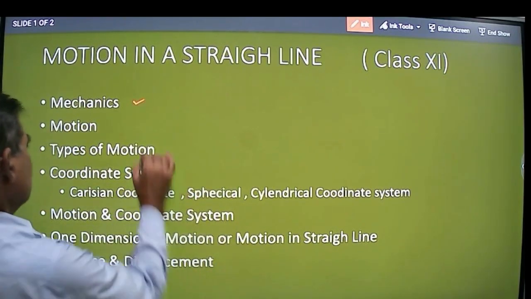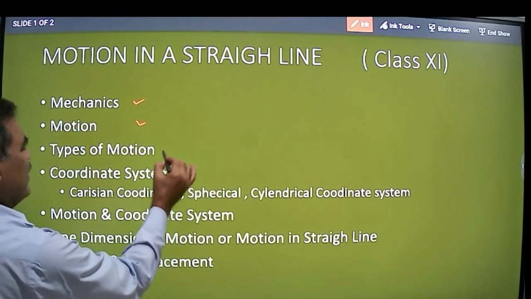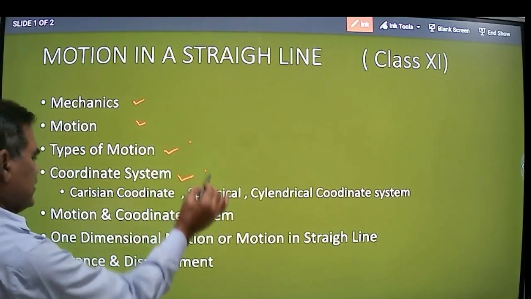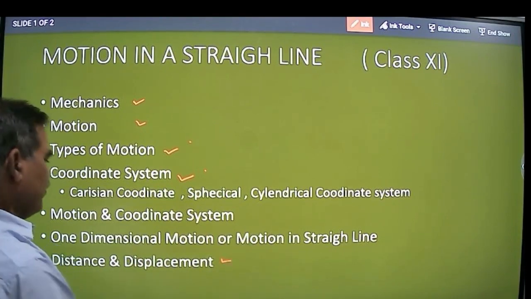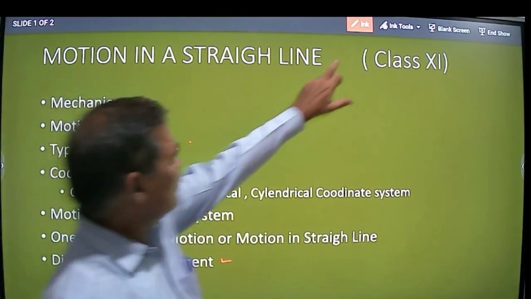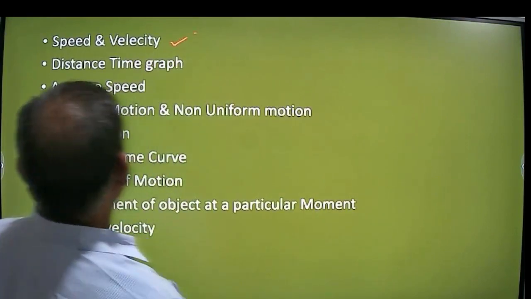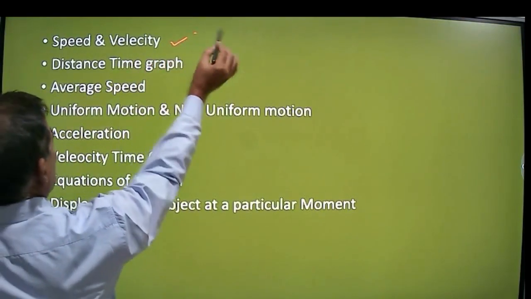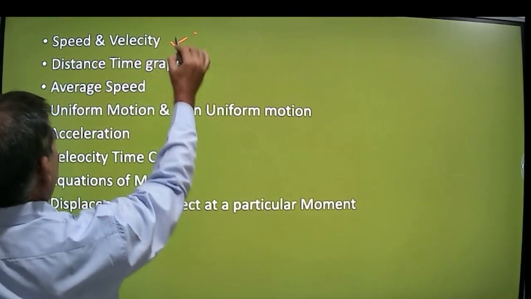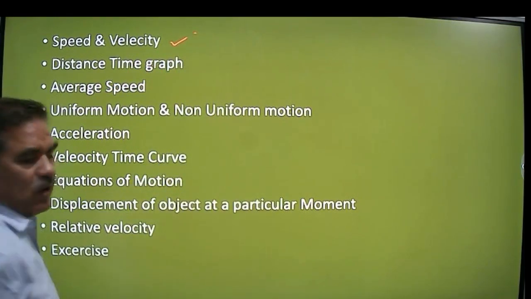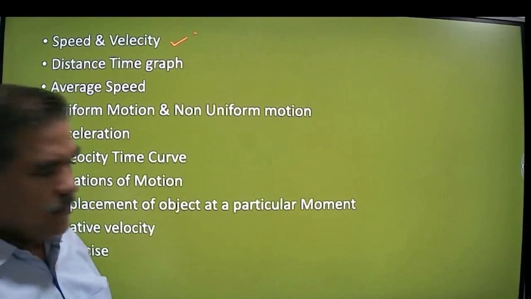In the previous lesson we have seen what is mechanics, what is motion, types of motions, coordinate system, distance and displacement we already covered. Along with that, we covered speed and velocity, up to this one we have covered in the previous chapter.